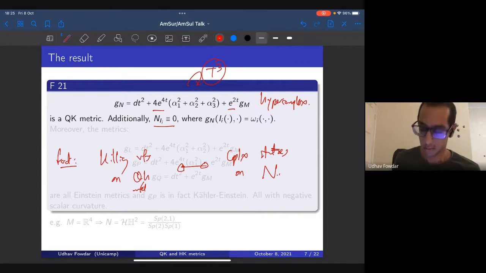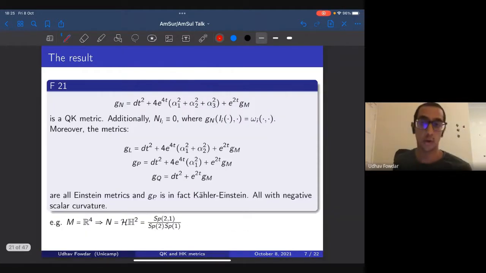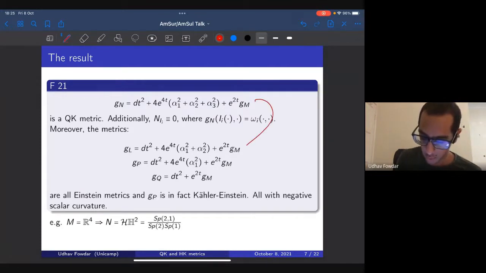Moreover, what you can show is that if you take the S1 quotient of this metric, which is diffeomorphism invariant, so there's a free action, so you can take an S1 quotient and get rid of, let's say, one of these factors, then by the Riemannian submersion you get a metric on the base, and it turns out that the base metric is also an Einstein metric.